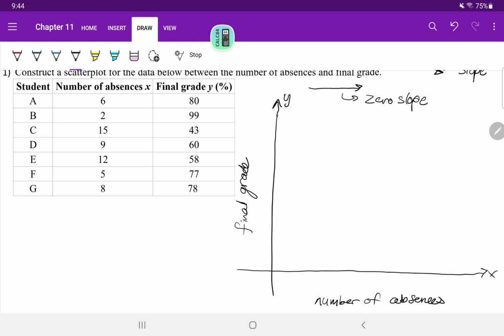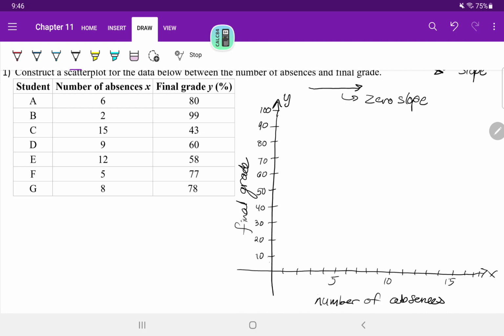So I see that the highest number of absences is 15. So I want to draw my x-axis where it can fit data from 0 to 15, as we see right here. Now my y-axis is final grades, and the final grades have kind of a large range, from the lowest final grade of 43 to the highest final grade of 99. So I want to make sure I fit in all that data, as we did right here.